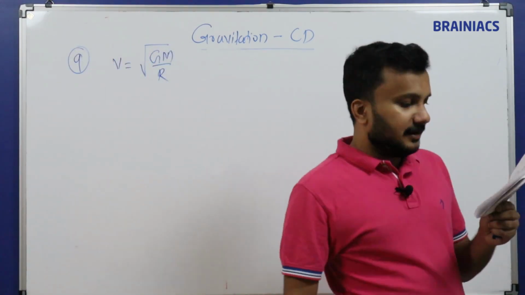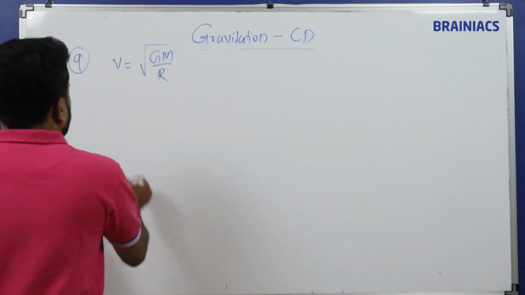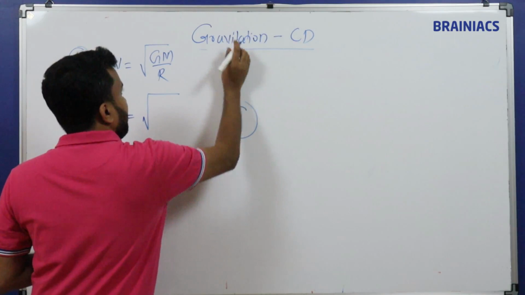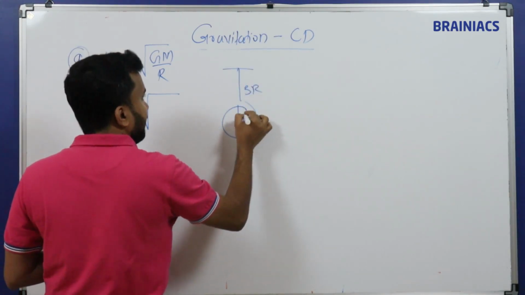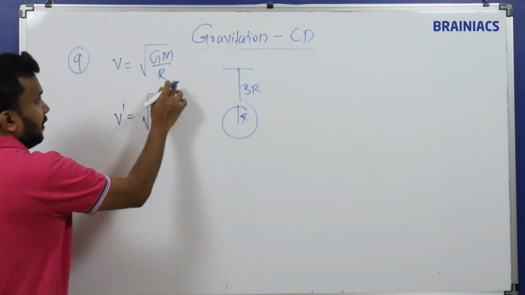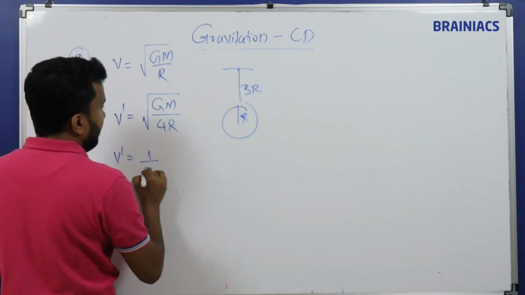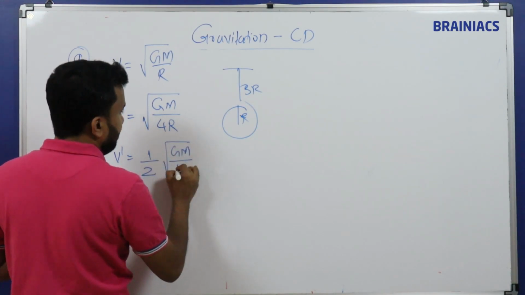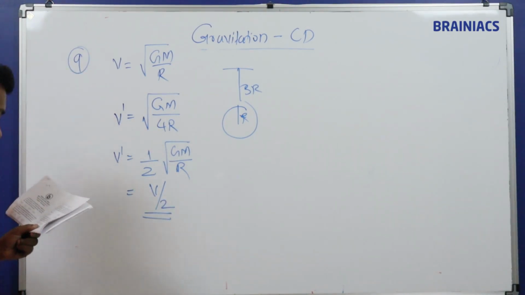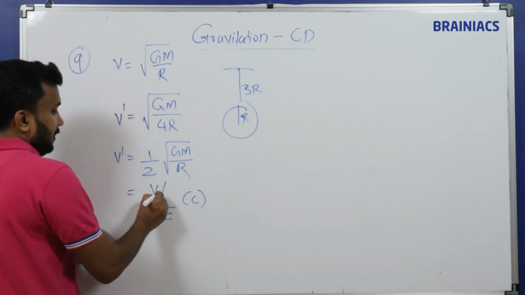Velocity of the geostationary satellite orbiting in a circular orbit at a height of 3r from the Earth surface. So V dash. From the Earth surface it is at 3r, so from the center, we are always taking the distance from the center, so it is extra r. So GM divided by r plus h. R plus h means h is how much? 4r. So V dash will be equal to 1 by 2 times root of GM by r. What is root GM by r? V. So our answer is V by 2. Simple question, the answer is option C. Okay, 9th question, answer is C, V by 2.